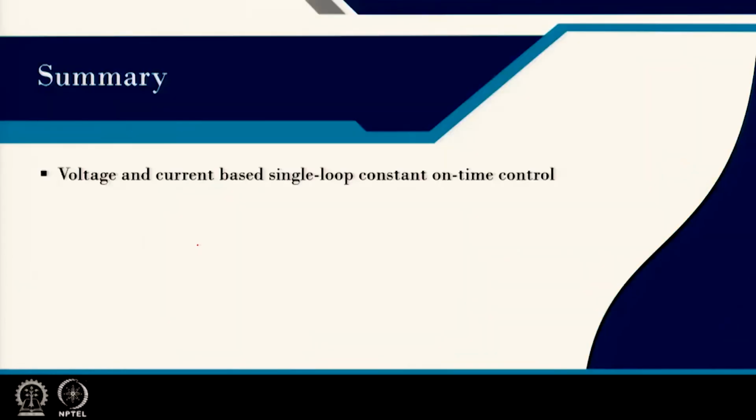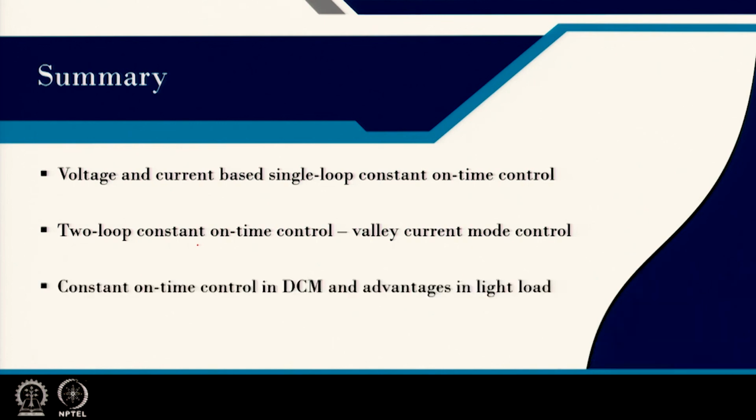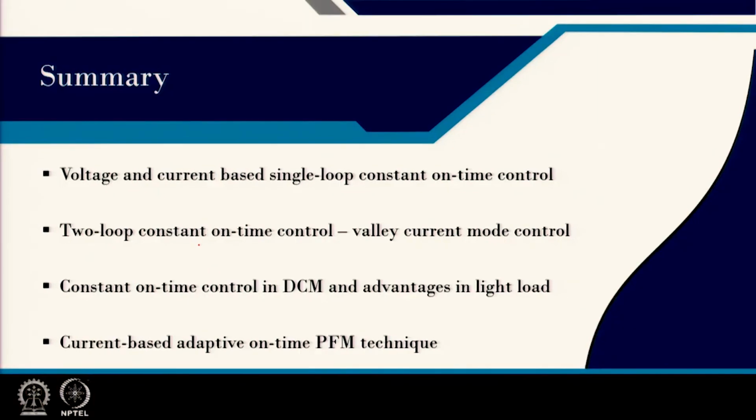So, voltage and current based single loop constant on time controls were discussed, and 2 loop constant on time control, which is valley current mode control, was discussed. Constant on time control in discontinuous conduction mode and its advantages in light load were discussed, and the current-based adaptive on time PFM technique was also discussed. So, with this we are going to finish here. Thank you very much.